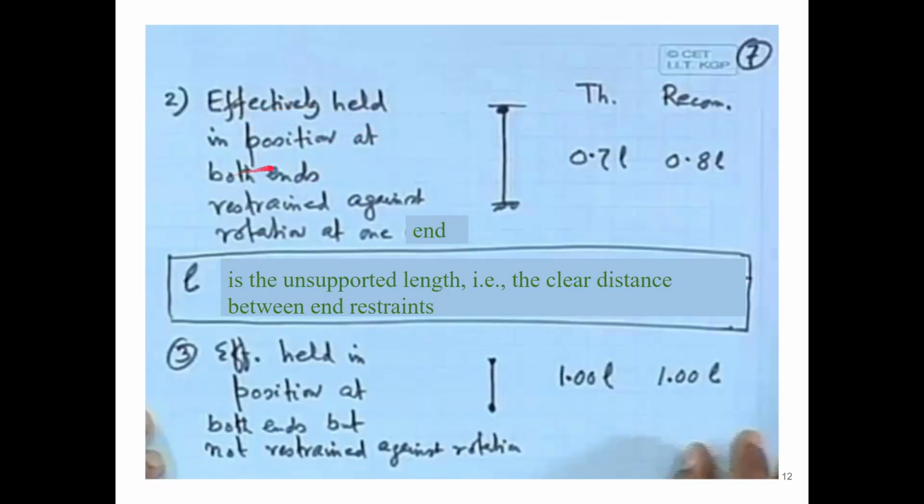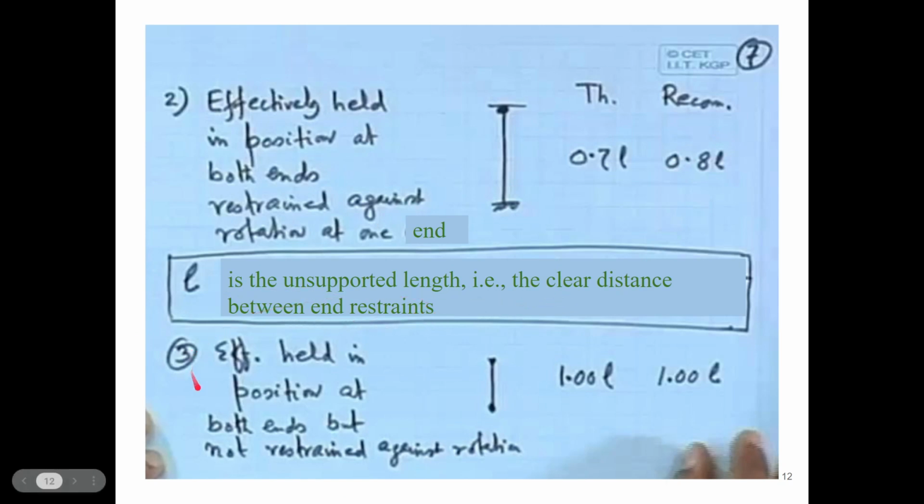Similarly, the second case is effectively held in position at both ends, restrained against rotation at one end. That means one end is fixed, but the other end is pin supported, a hinge support. The hinged end can rotate but cannot translate. So one end is hinged and the other end is fixed. In that case the theoretical value is taken as 0.7 L and the recommended value is 0.8 L. L, as I told you, is the unsupported length or the clear distance between the end restraints.